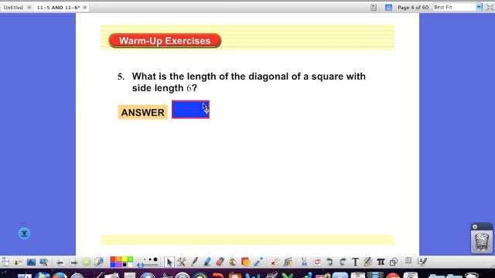What is the length of the diagonal of a square with a side length of 6? So you might know this right off the top of your head, you might not. But basically, if it's 6 and 6 on each side of the square, when we create a diagonal, we create two 45-45-90 degree triangles. So this diagonal is 6 radical 2.